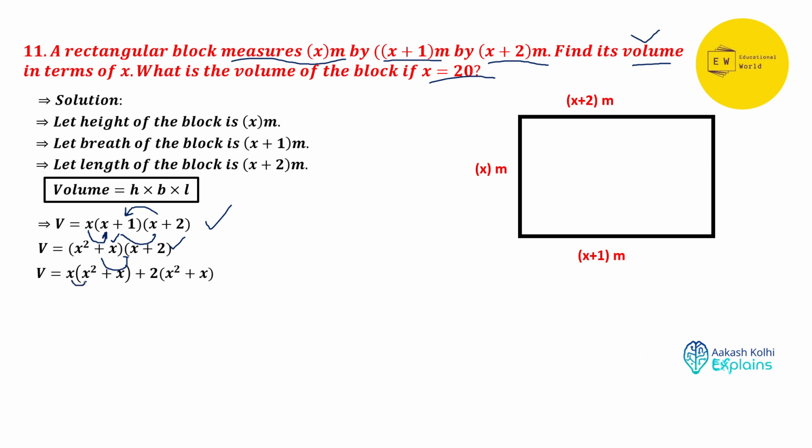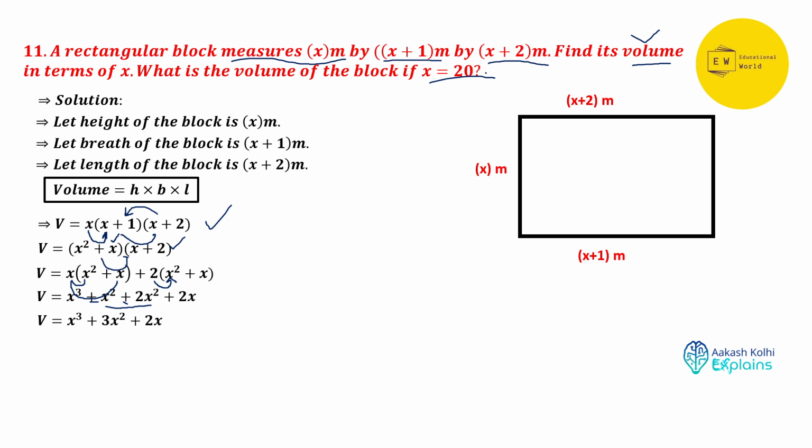Now x multiplied by x square will be x cube, and x multiplied by x will be x square. On the other hand, 2 multiplied by x square will be 2x square, plus into plus plus, 2 into x will be 2x. So we will get x cube plus x square plus 2x square plus 2x. Now since these both terms are the same and both have plus signs, they get added. 2x square plus x square will be 3x square. So the final volume equation will be x cube plus 3x square plus 2x.